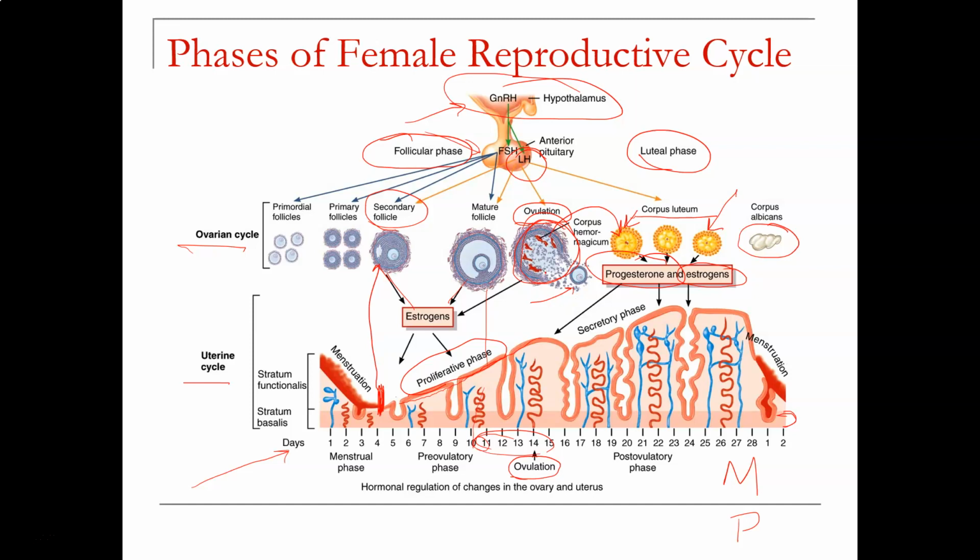Okay, now on day 14, the egg gets ovulated, and as we talked about, what's left of the Graafian follicle becomes the corpus luteum, which now adds progesterone into the mix along with estrogen. So with the appearance of progesterone, the uterus enters what's called the secretory phase.